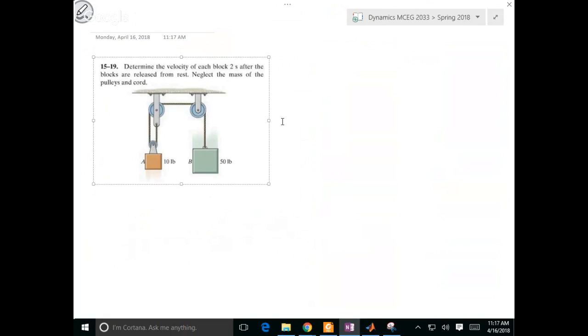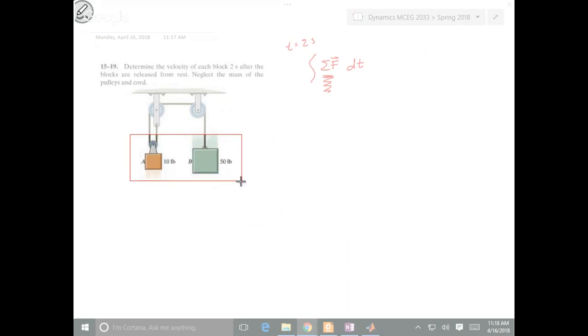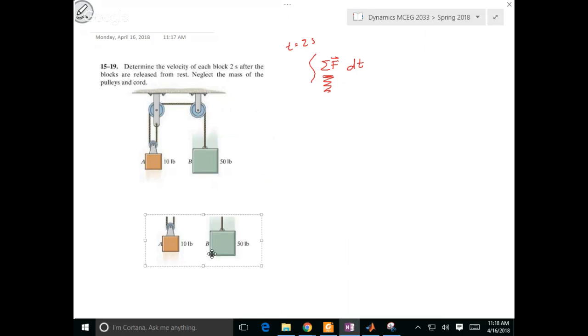Okay, so it says determine the velocity of each block after 2 seconds. So I start back at this, and I'll draw each one of these separately. What you could do is do this dt integration, because if you look at all of the forces on these blocks, they don't change with respect to time. So I'll grab both blocks at the same time and copy them down underneath here and say, this is a tension, that's a tension, that's a tension, this is 10 pounds, that is 50 pounds.